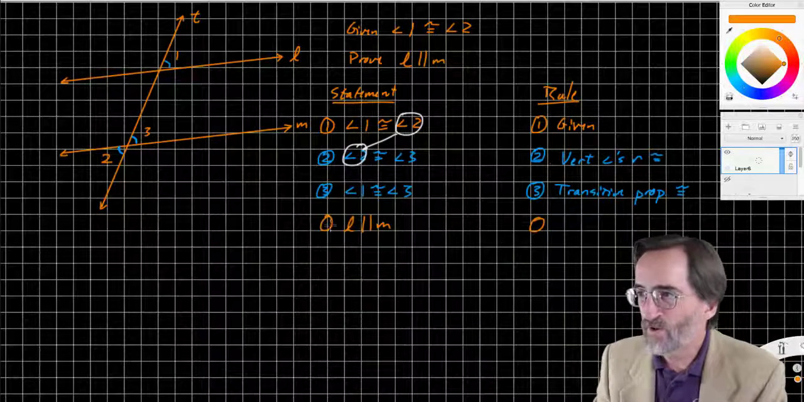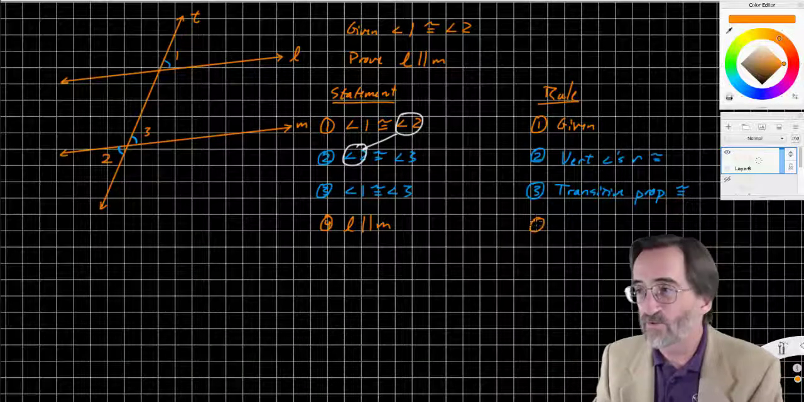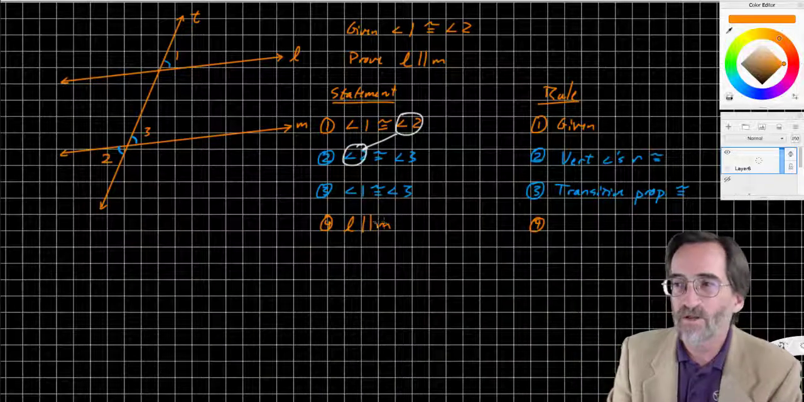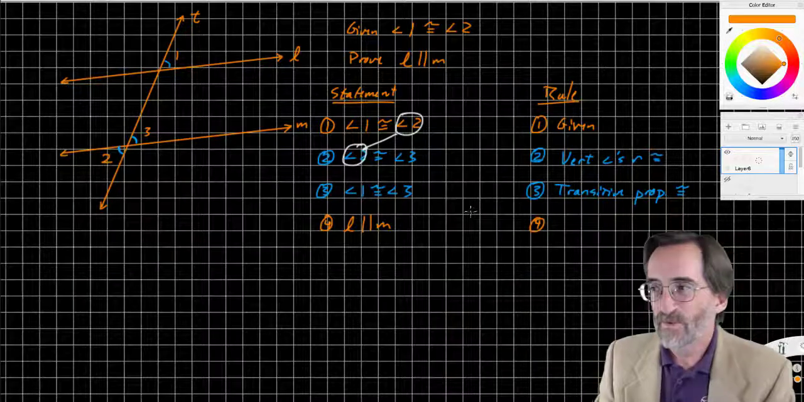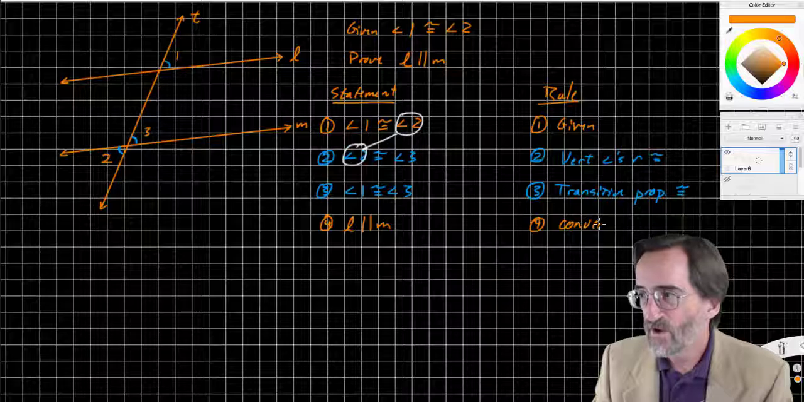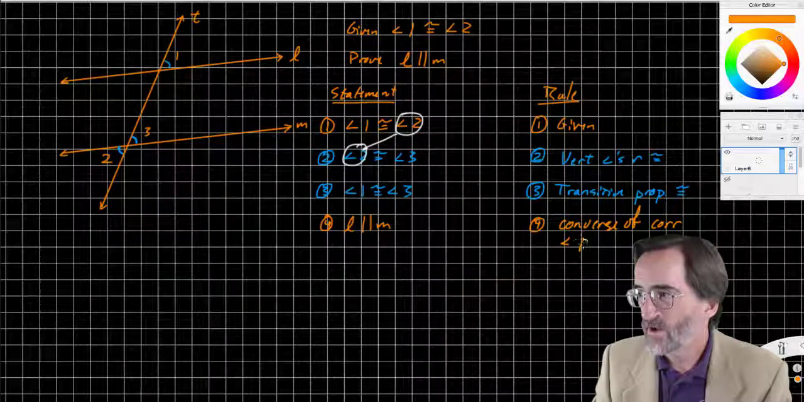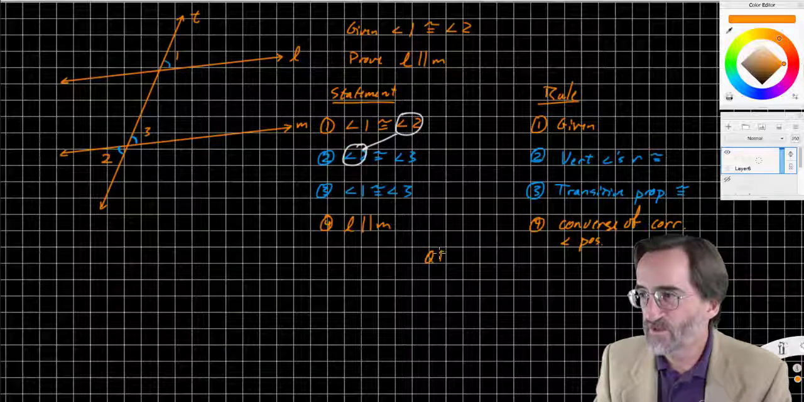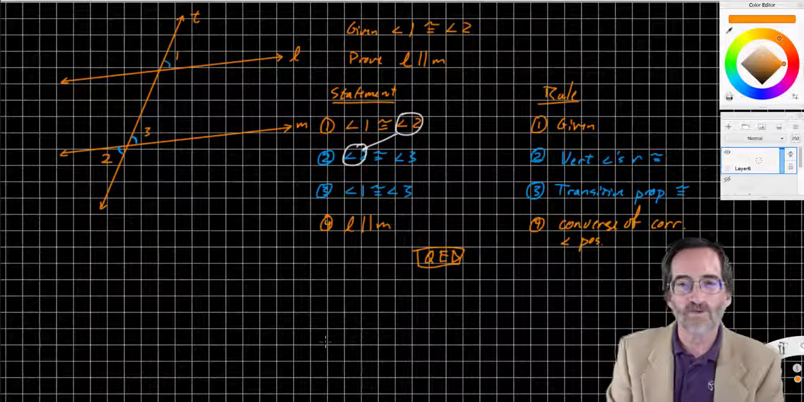So step 4, okay, we could state what the rule says. If corresponding angles are congruent, then the lines are parallel. Or we can name the theorem, and I prefer to name the theorem here. The name of this theorem is the converse of the corresponding angle postulate. Okay, and that's what we set out to prove. So quod erat demonstrandum, QED. I said it, therefore I proved it.